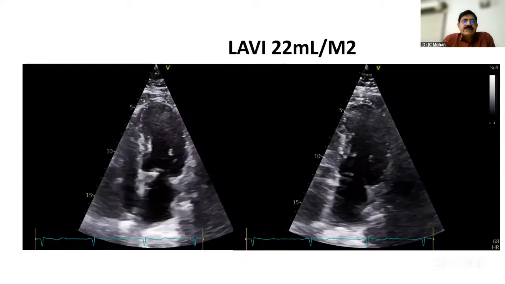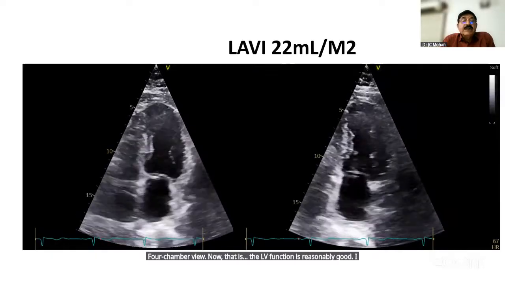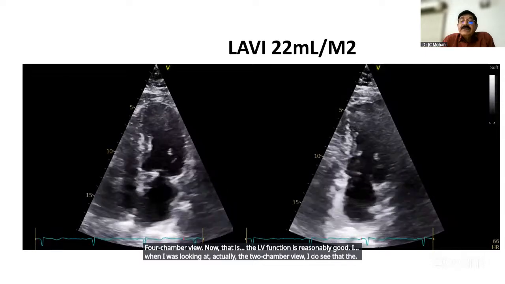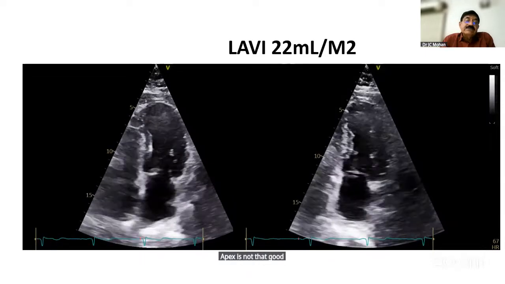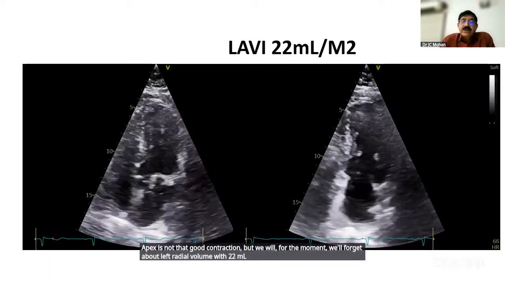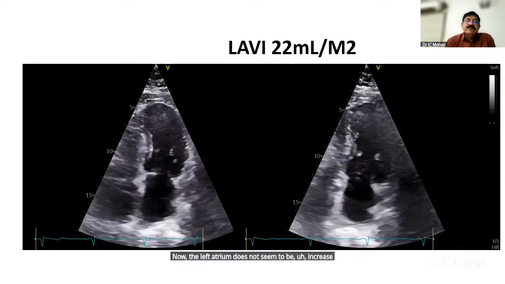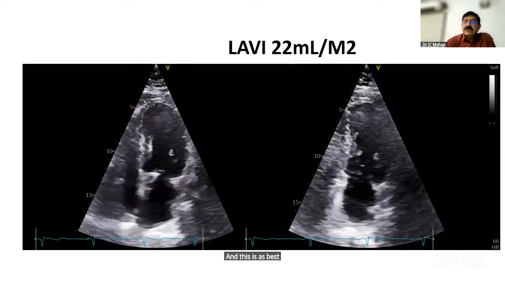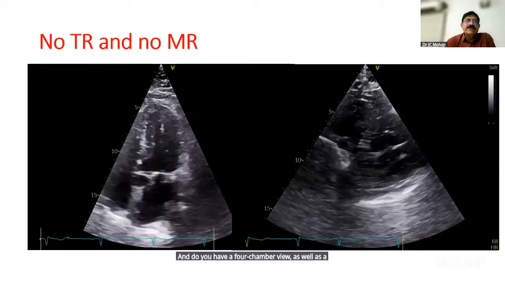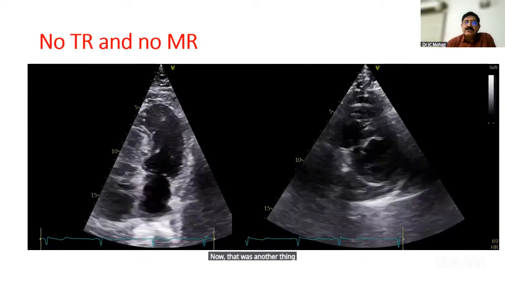4-chamber view. Now the LV function is reasonably good. When I was looking at the 2-chamber view, I do see that the apex does not contract that well, but for the moment we'll forget about that. Left atrial volume is 22 ml per meter square. Now the left atrium does not seem to increase in size, and this is as best focused a view as I could get. And you have a 4-chamber view as well as a 2-chamber view. All right. No TR and no MR. Now that was another thing, no TR and no mitral regurgitation.